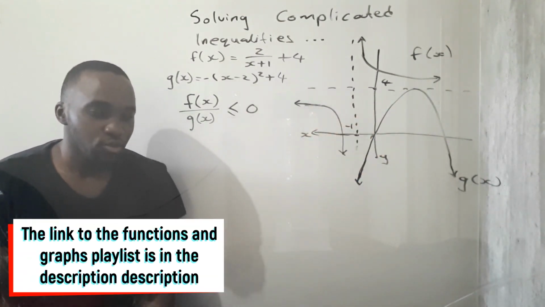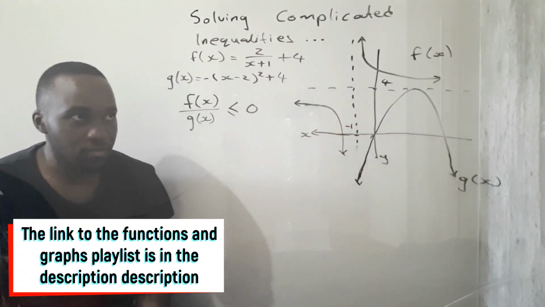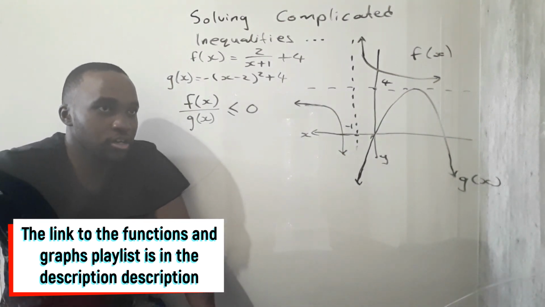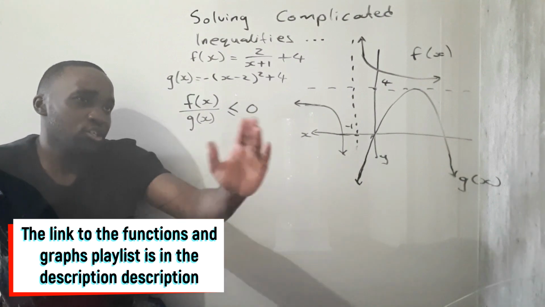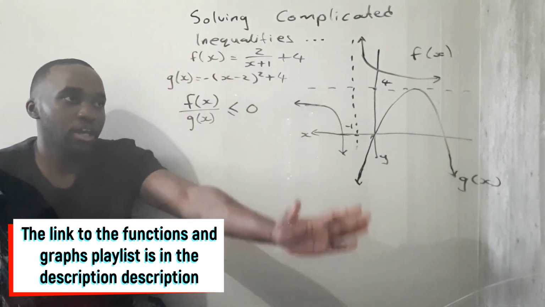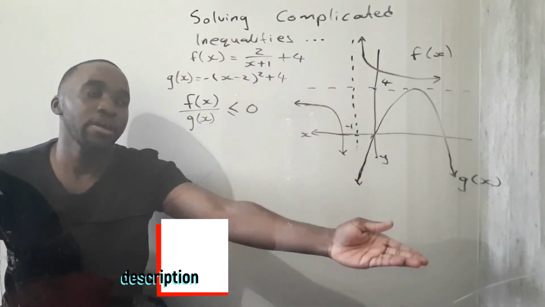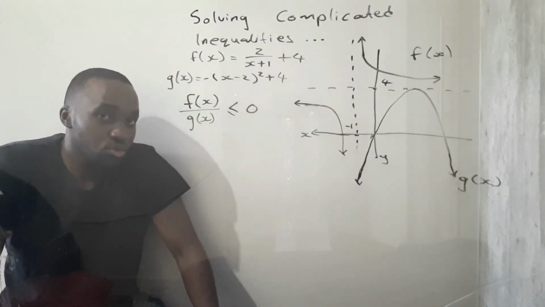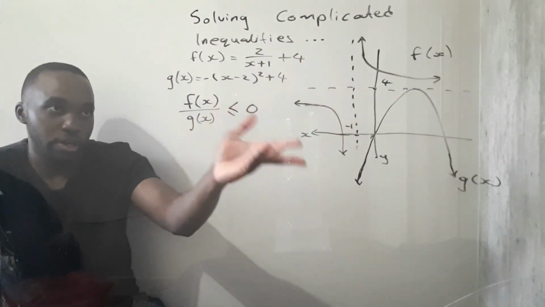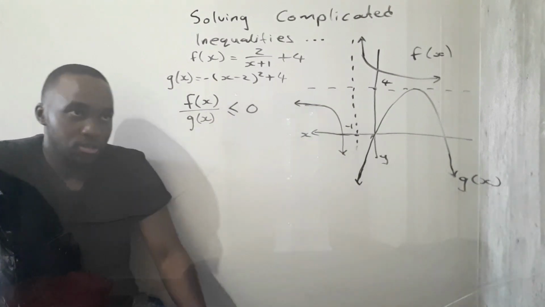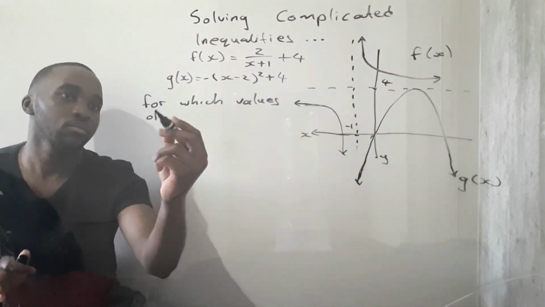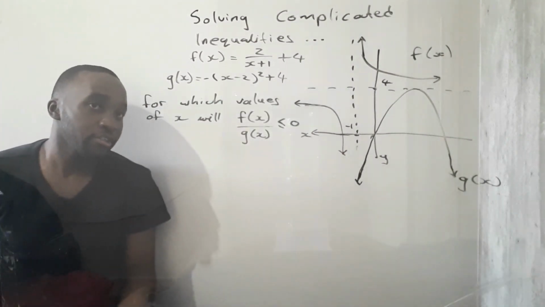For full tutorials on functions and graphs individually, you can look at the functions and graphs playlist. With this question in particular, we have two graphs: a frowning parabola and a positive hyperbola. With these two graphs, this is the question, point blank, work this out. That's what they asked.